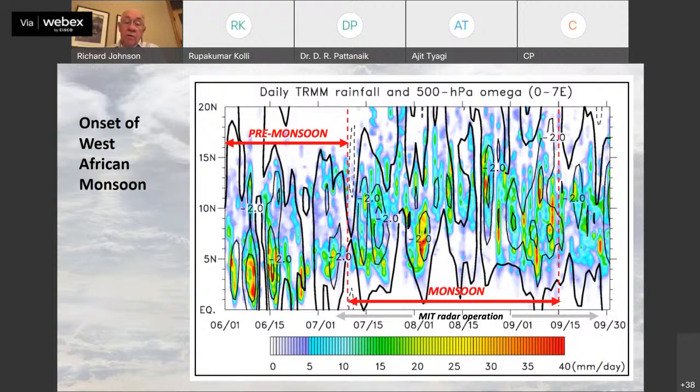So that network, we developed a gridded data set from all those soundings, 1 degree by 1 degree gridded data set, 25 hectopascal vertical resolution, to study the characteristics of these disturbances that move through the region. So this is a time series here of the onset of the West African monsoon that goes from June 1st to the end of September, equator to 20 north.